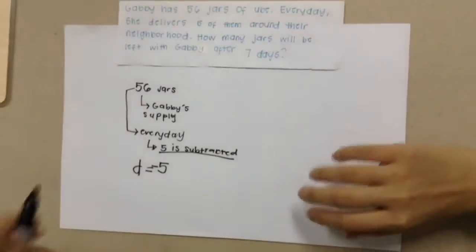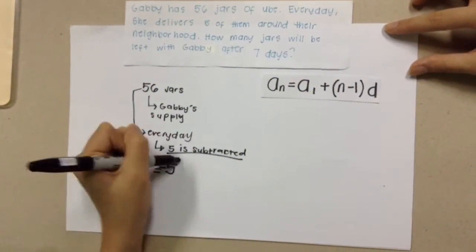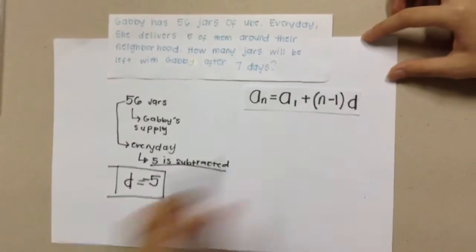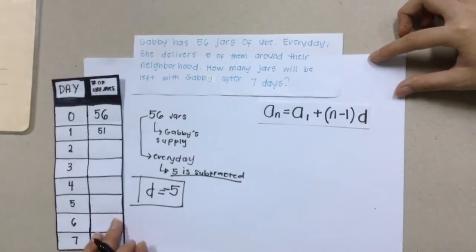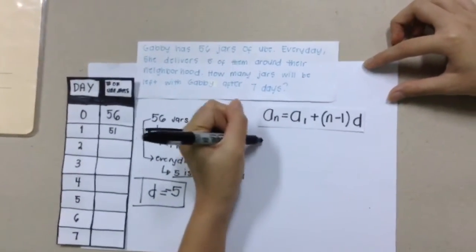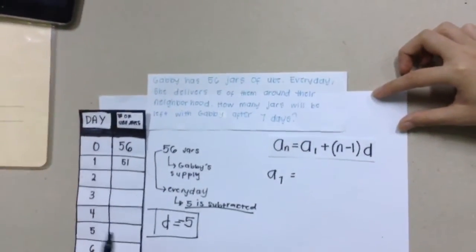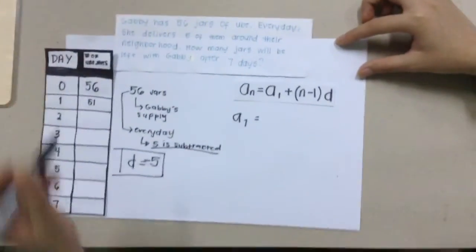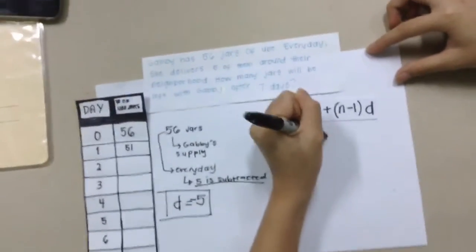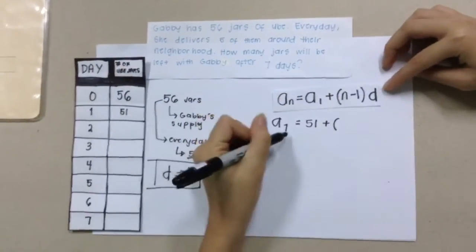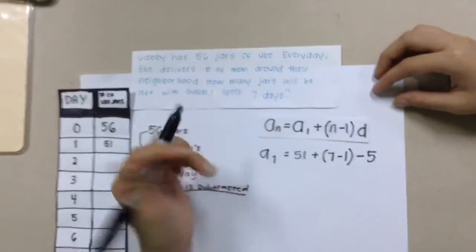Okay, now that you have found the common difference, which is d, you then have to input the values using the formula. an equals a1 add n minus 1 d. In the problem, it is asking for the 7th term, so it is a7. a7 equals the first term, a1, which is 51. It is 51 because when you add negative 5 from its original supply, it will give you 51. n, which is the number of terms, which is 7, minus 1, multiplied by the common difference.